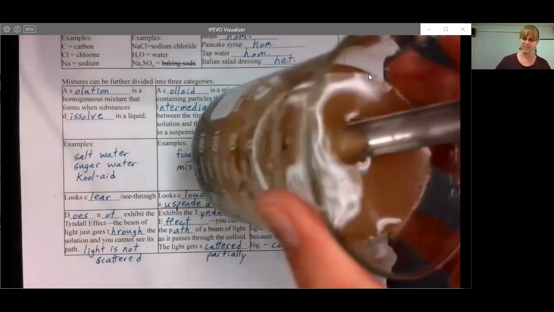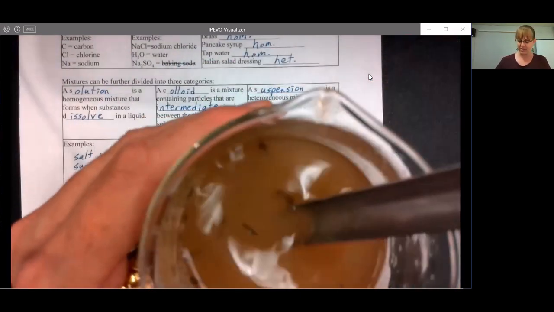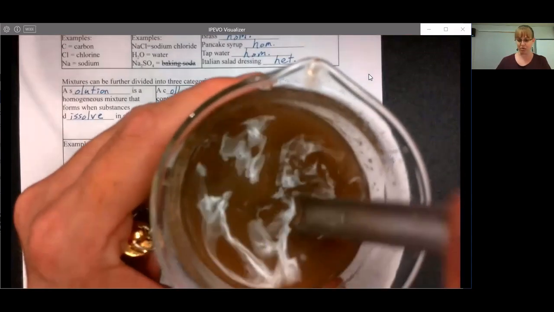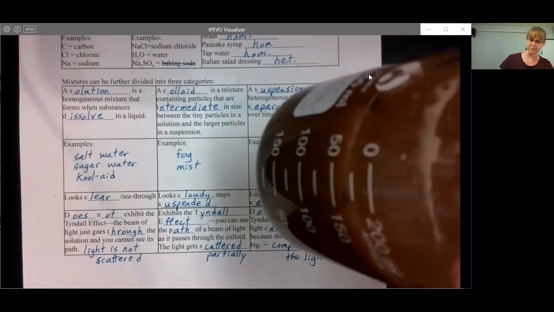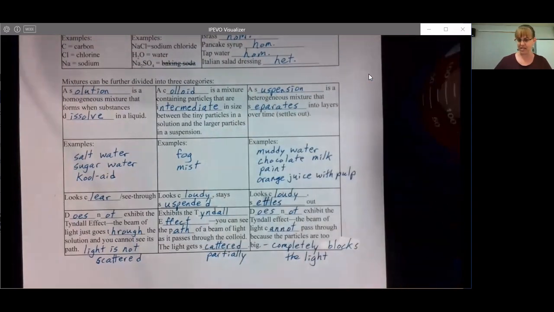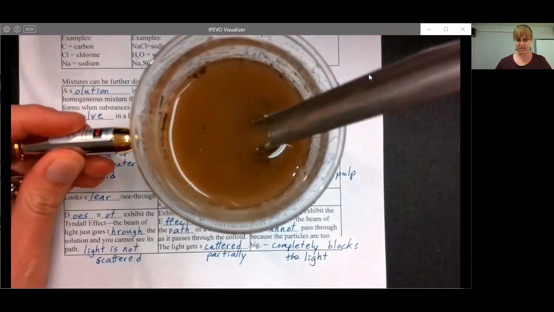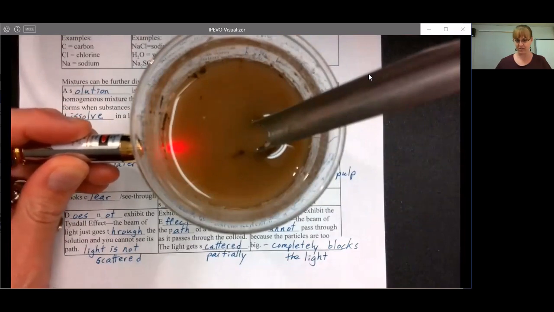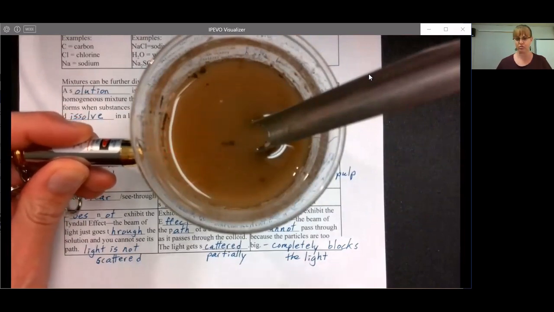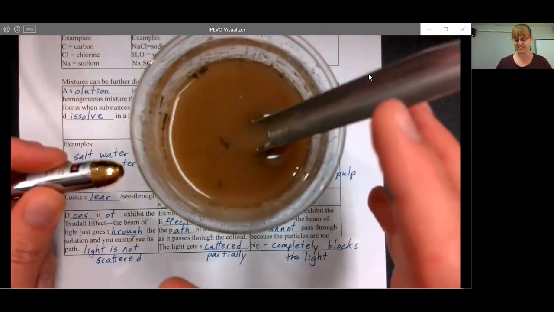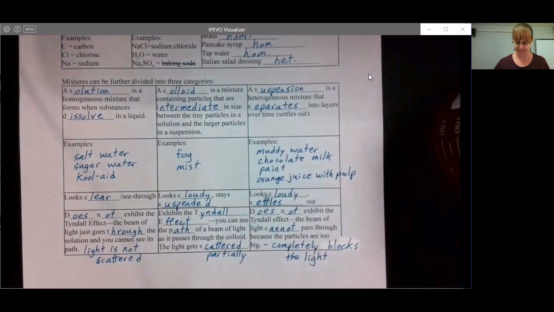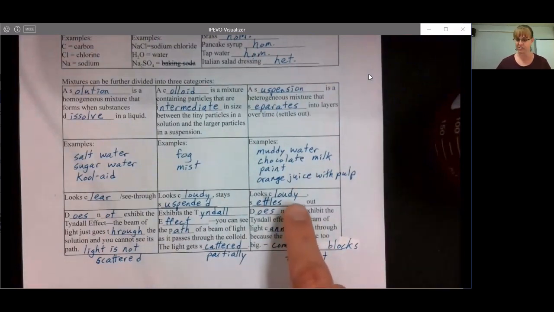It's some muddy water, and you can see the mud that's settled to the bottom, and you can stir it up and the particles will be temporarily suspended, but then just wait a little bit and they'll fall back down to the bottom and settle out again. When you shine a laser pointer through, it blocks the beam of light. It can't make it through because the mixture is too clumpy and has too many things in there that completely block the light. So a suspension looks cloudy, it settles out, and it does not exhibit the Tyndall effect. Once again, you couldn't see the beam of light. You could see it a short distance there, but then it just completely blocked it.